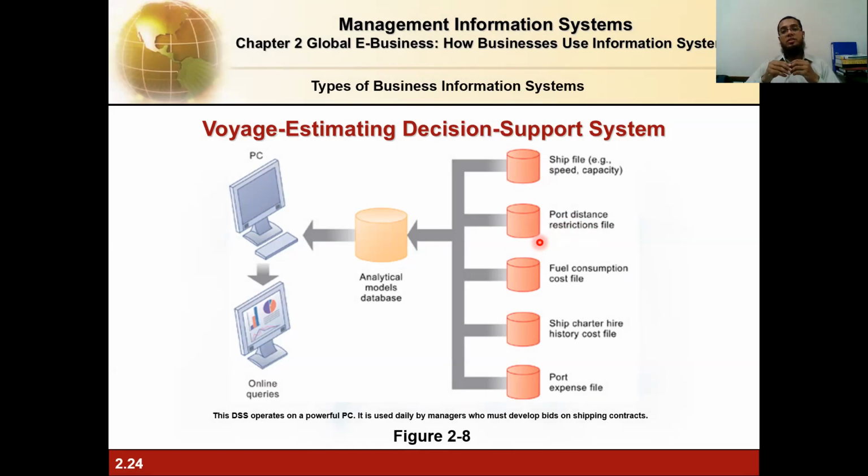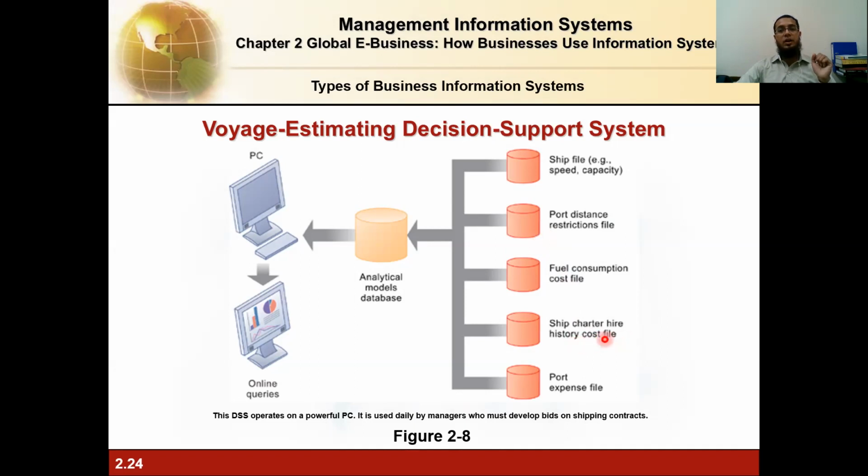So this is the port distance restriction. Then the fuel consumption cost file: what is the fuel consumption of your ship, and if you go at a particular speed, what is the economical speed for the ship. It will also cover whether the wind is opposite to the ship or in the direction of your route, so accordingly it minimizes your fuel consumption and optimizes your journey.